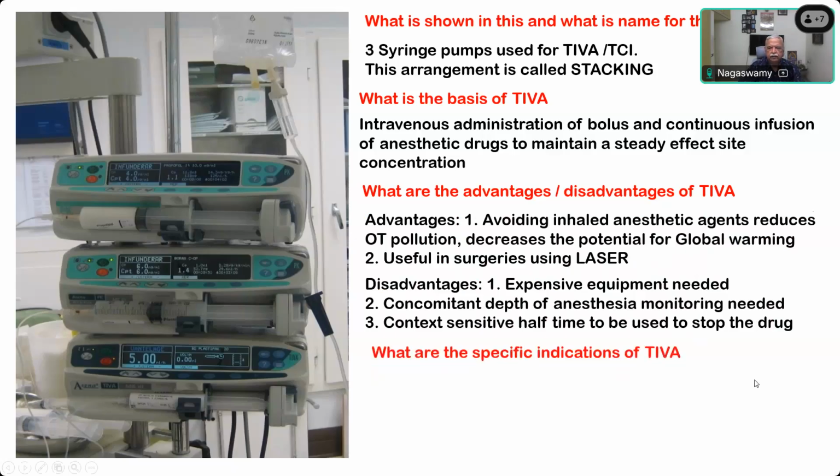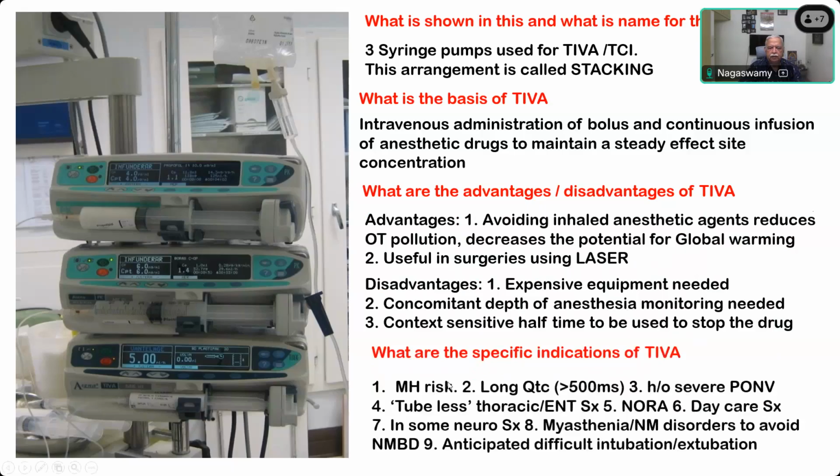What are the specific indications for TIVA? Malignant hyperthermia, upper airway surgeries, tubeless upper airway surgeries, long QT syndrome, history of severe postoperative nausea, tubeless thoracic or ENT surgeries, NORA, daycare surgeries, some neurosurgeries, myasthenia and neuromuscular disorders to avoid neuromuscular blocking drugs, and anticipated difficult intubation and extubation cases. All these are useful indications.